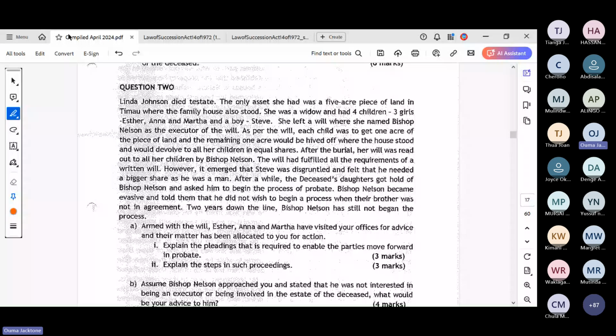So you will need them for purposes of moving forward, because the question says explain the pleadings that you are required to put in for the parties to move forward. Now explain the steps. I've already explained the steps. So somebody summarize the steps. I've explained the steps. Somebody, do you want to summarize now? Jacob, yes, quickly.